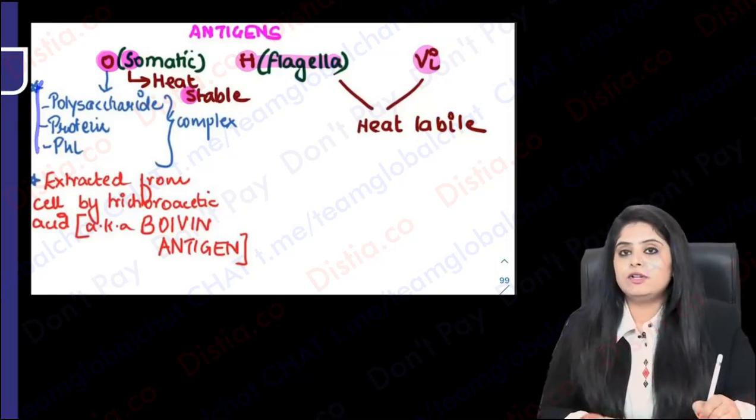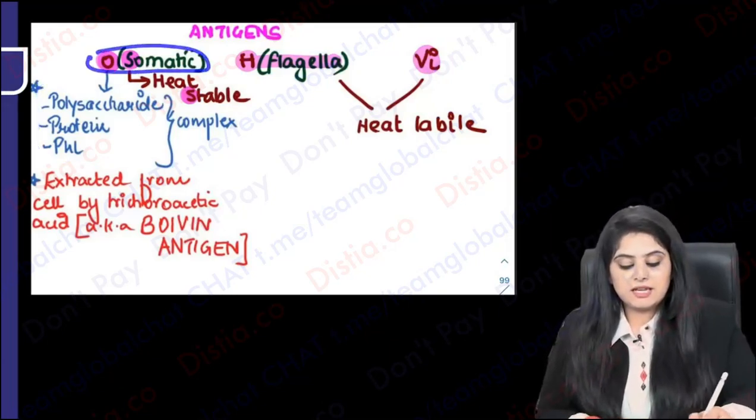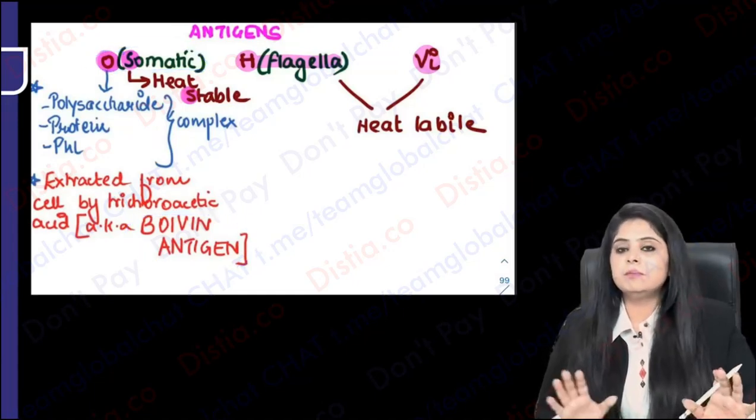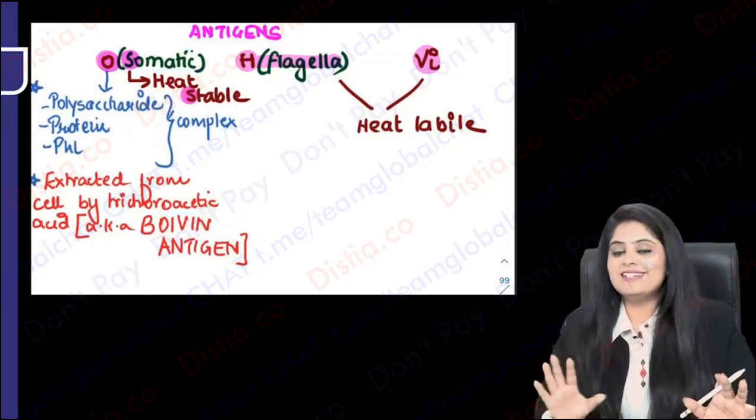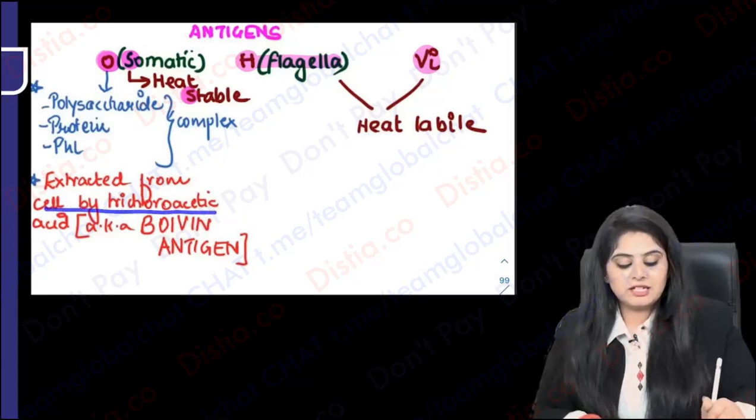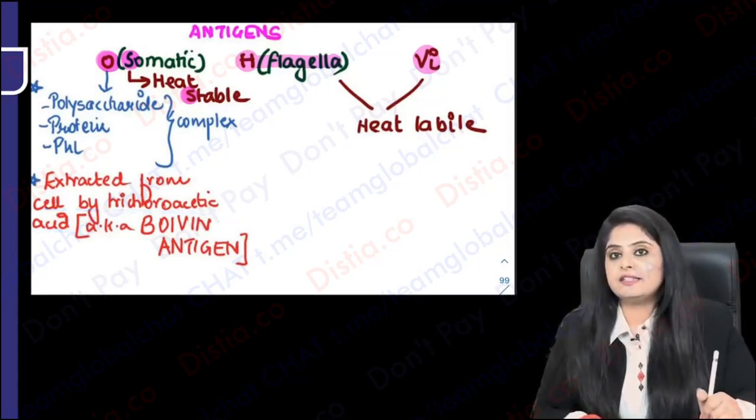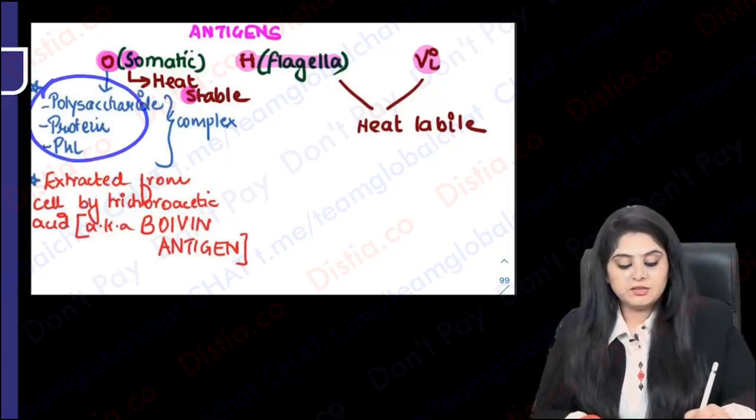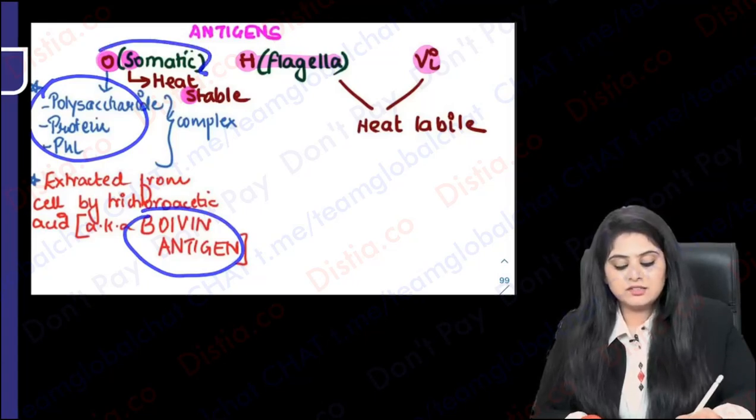So it's going to be all of it a complex. And remember, the somatic antigen is also known as the bovine antigen. Some of you will be very simple, sorted in life. You'll say, we just want to learn it. Some of you would want to know the meaning of bovine antigen. So it is basically extracted by using an acid called trichloroacetic acid. My advice, don't learn it. So it's a complex and it is also known as bovine antigen. That is the somatic antigen.